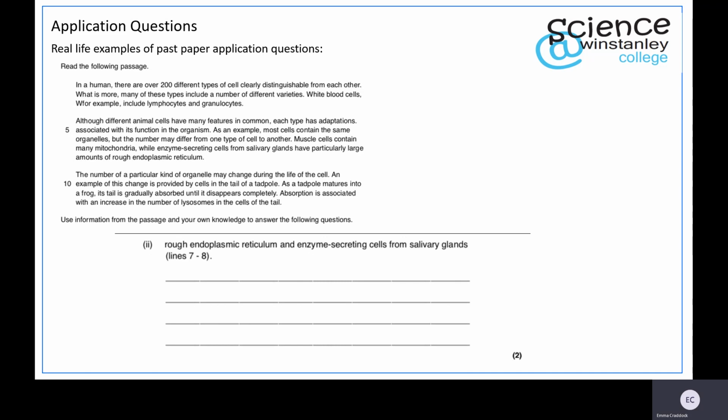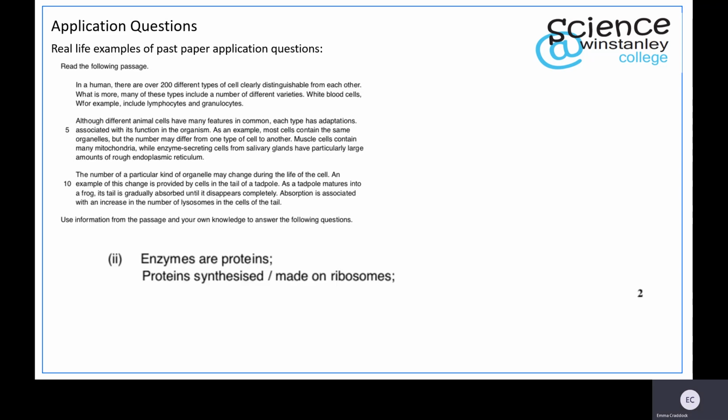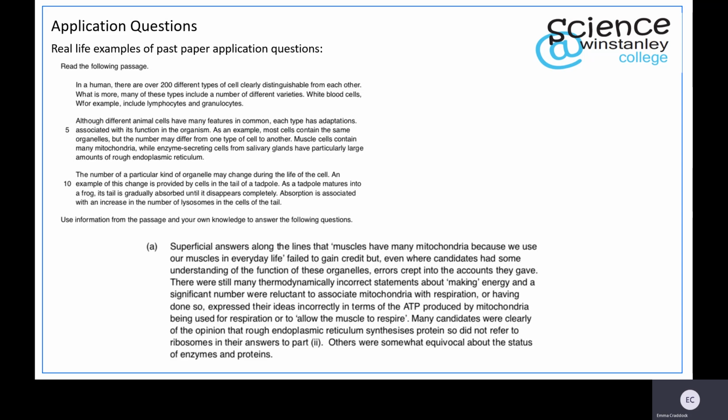Okay, the next one is still question A, and it's asking you to explain the link between rough endoplasmic reticulum and enzyme secreting cells from salivary glands. So read lines 7 and 8 and then make sure you explain that link. So the link is enzymes are proteins, and proteins are synthesized or made on ribosomes. Remember, ribosomes are on the side of rough endoplasmic reticulum. So let's have a look at the examiner's report and see how students did with that.